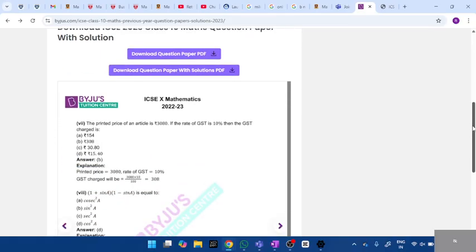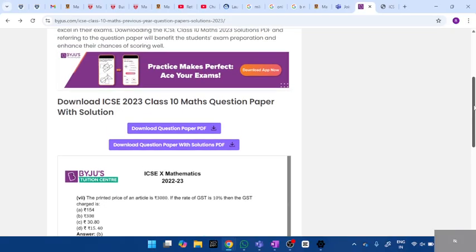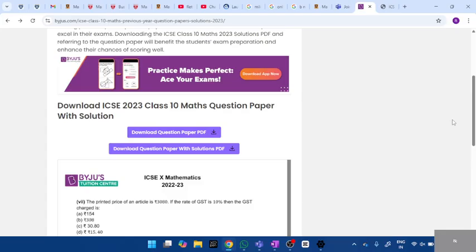Look at the solution. See what they have done. Printed price 3080, GST: look at the formula. Same formula, 10 divided by 100 into 3080. If GST is 308, what will be the value of CGST and SGST? Will it be 2 times 308 or half of 308? Half of 308. Yes.